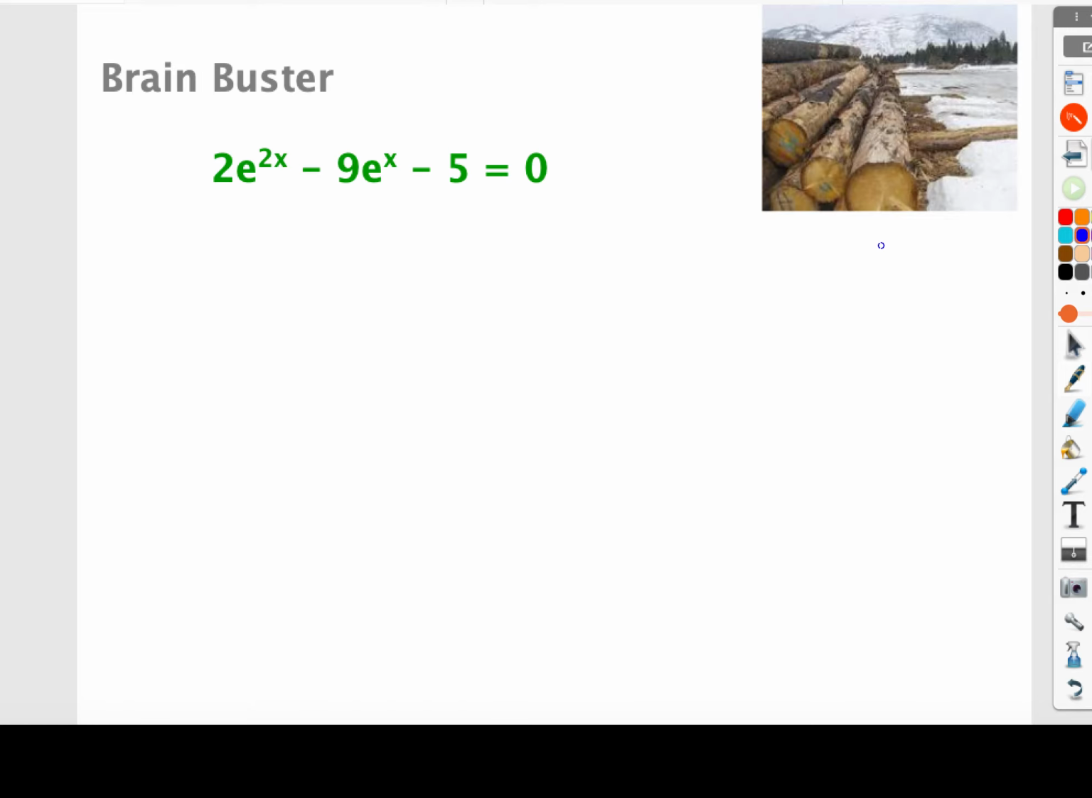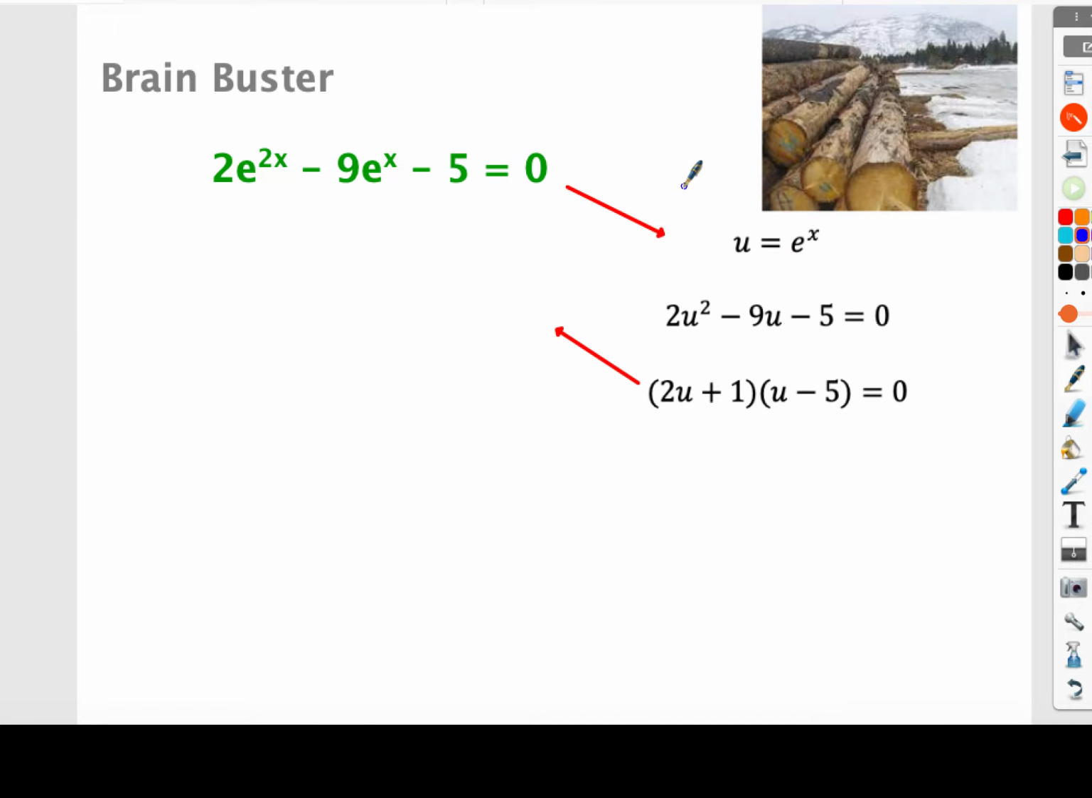All right, quick brain buster here for you. This one's tricky. So again, I would pause the video if you want to take a shot at it. Otherwise, I'm going to keep on going forward here. First thing that I'm going to do is take a good look and say, all right, this looks like a mess. But this is really something squared, something to the first power, and a constant. It reminds me a lot of a quadratic. So if I pulled out that e to the x, maybe we'll call it u. Do a little u substitution when you get to calculus. That'll make a lot of sense.